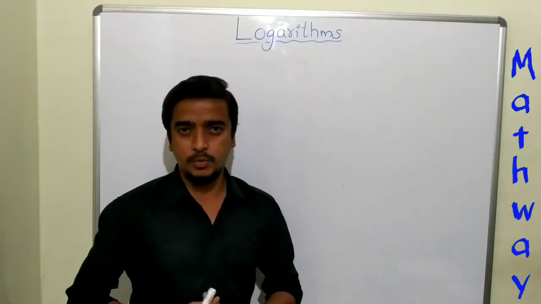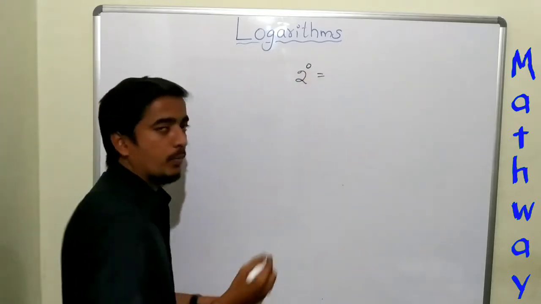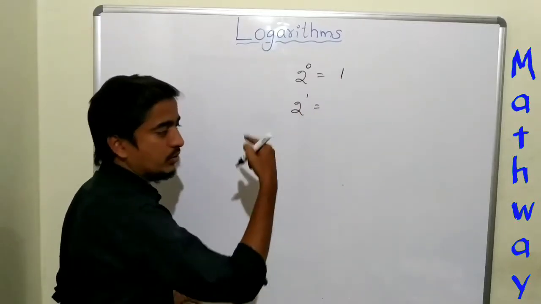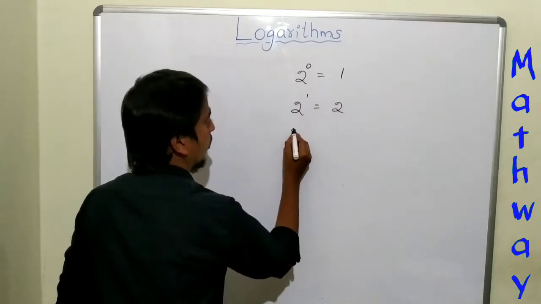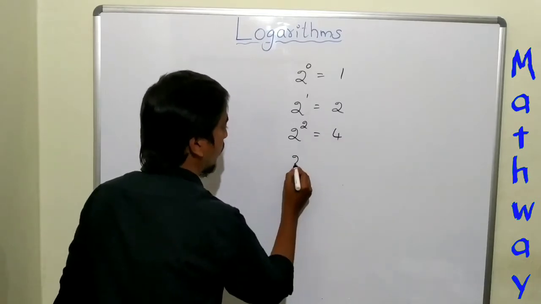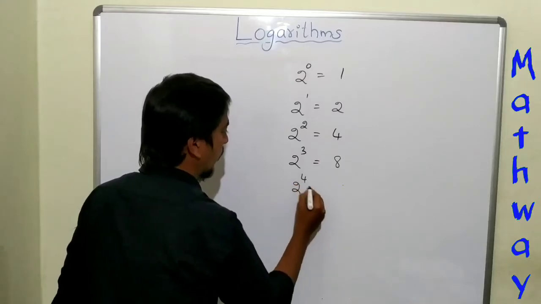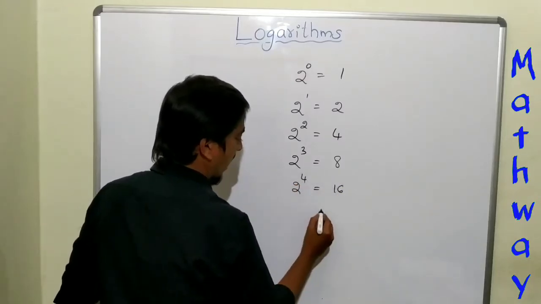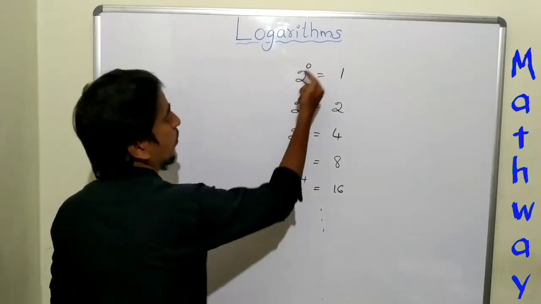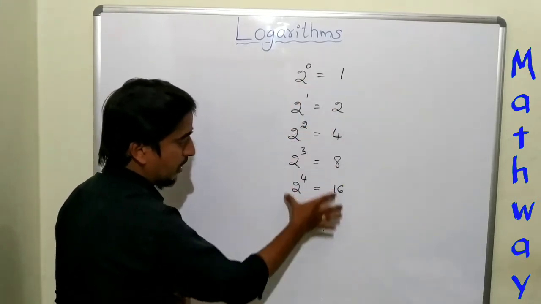Now just recall all the exponential numbers. So we can write 2 power 0. This 2 power 0 value is 1, and 2 power 1 is 2. 2 power 2, 2 square, 2 times 2 is 4. 2 cube, 2 into 2 into 2, that is 8. And 2 power 4 is 16. Like this we can write all of them. So these all are exponential numbers. Here the exponent is the power and 2 is the base. And finally we got the value as 1. So we have written all the exponential numbers in this form.